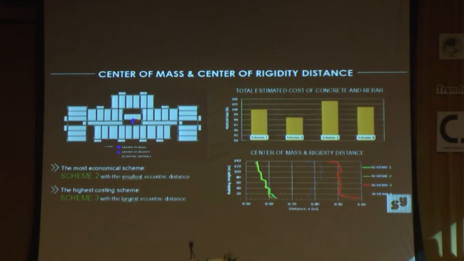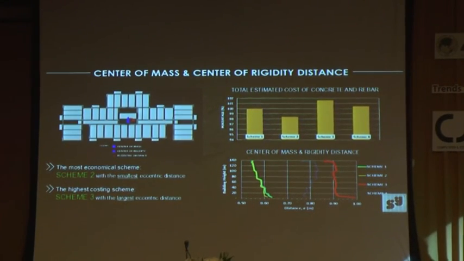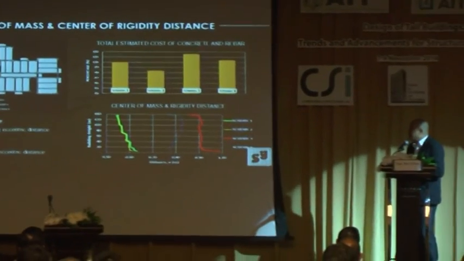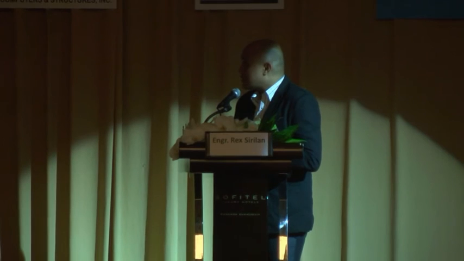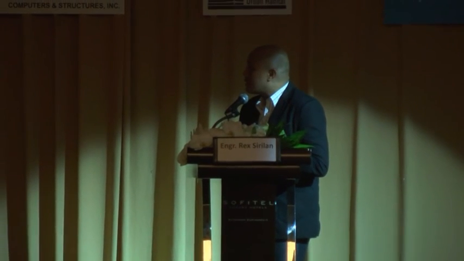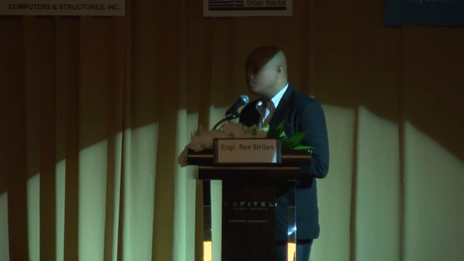Next, please. So it shows that as we relocate the columns adjacent to your core wall, the large stiffness is shifted, thus creating a large eccentricity. For this case, the large eccentricity caused the outer vertical members to be subjected to additional stresses due to torsion. So scheme 2, which has the lowest eccentric distance, has the lowest rebar ratio, and scheme 3, which is in red, has the largest eccentric distance and the largest rebar ratio.